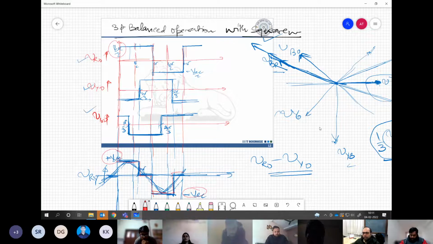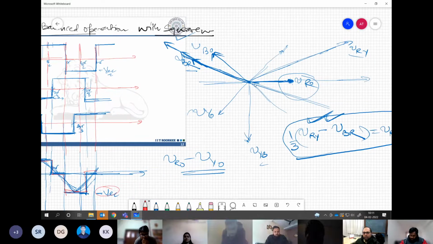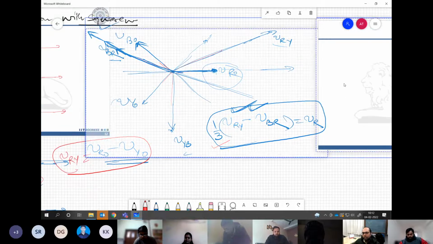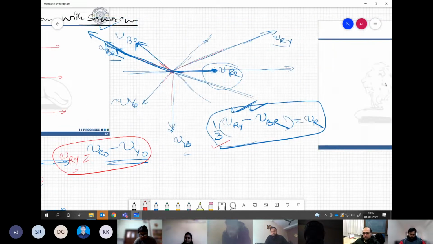And we can see this from the phasor diagram also. VRO, VYO, VBO, these are balanced three phase. Now the resultant VRY, VYB, VBR, these three also form the balanced three phase. The simple way to obtain this VRY is VRO minus VYO. Now what we are trying to get is back to the phase voltage from this line-to-line voltage, right? So what we need to do? We need to do the reverse process.